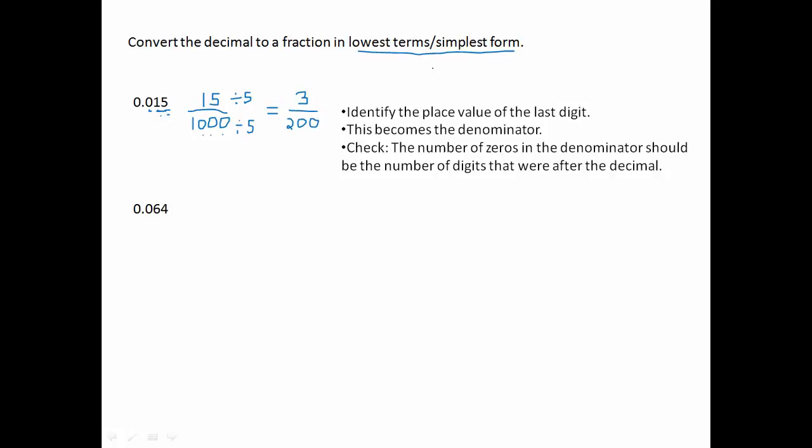Alright, just like before, see if you can do this bottom one here, 0.064. See if you can convert that to a fraction in lowest terms. And go ahead and hit the pause button, see if you can get there on your own, and we'll resume in a couple seconds.